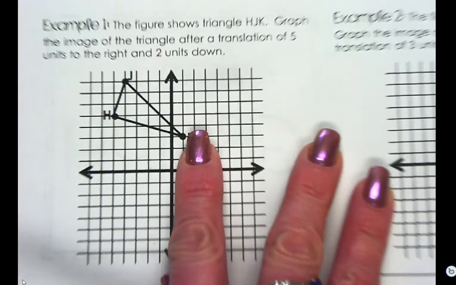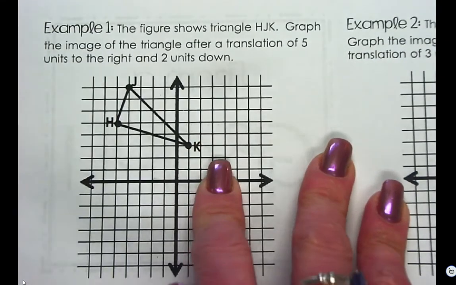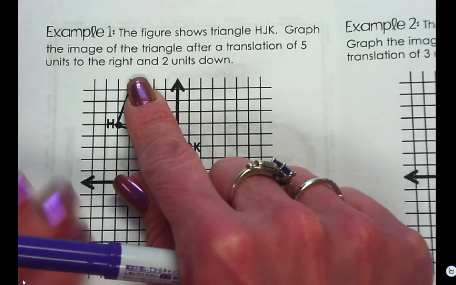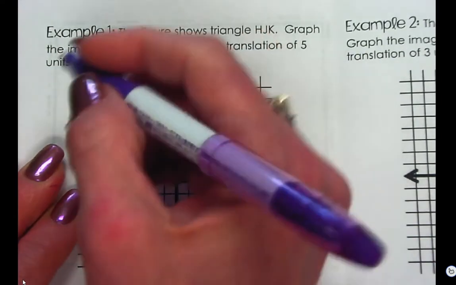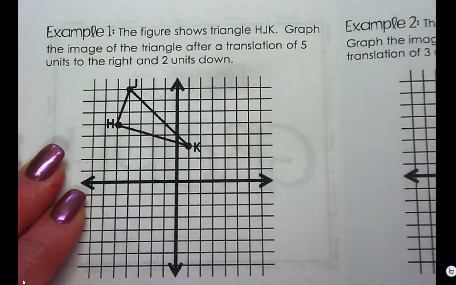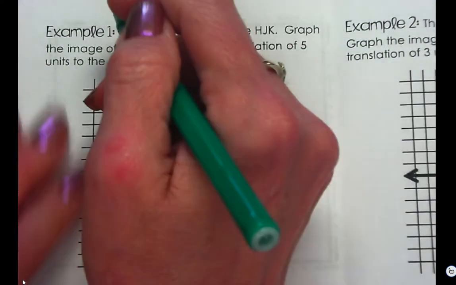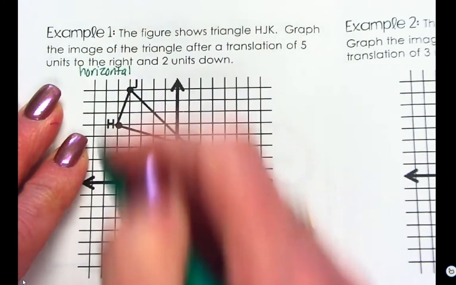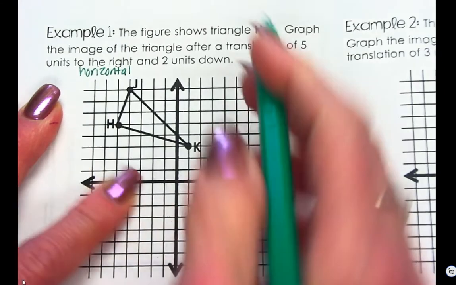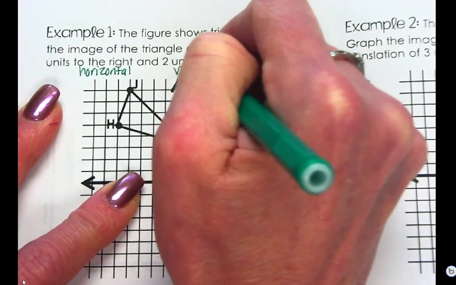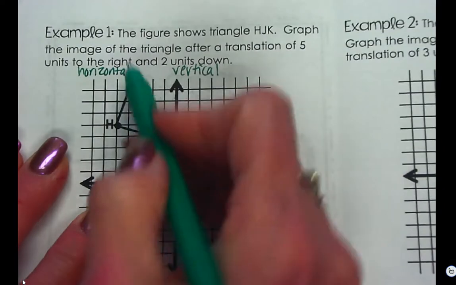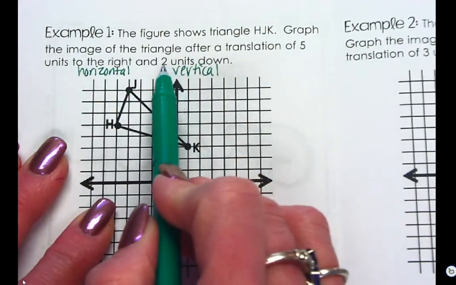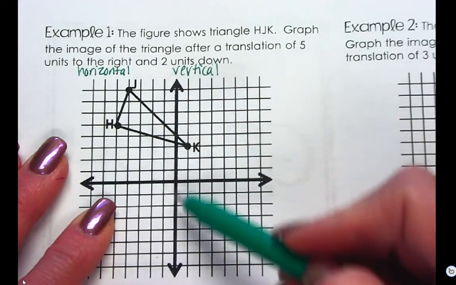The figure below shows triangle HJK. We're going to graph the image after a translation of 5 units to the right. And if it's to the right, I want us to get in the habit of recognizing that to the right would be horizontal. So write that down, horizontal. And it's 2 units down, that's vertical. All right, so horizontal to the right is going to be 5 units to the right, and 2 units down is going to be 2 units down.